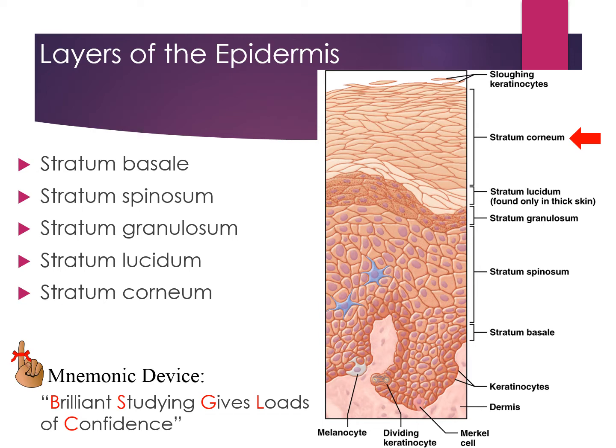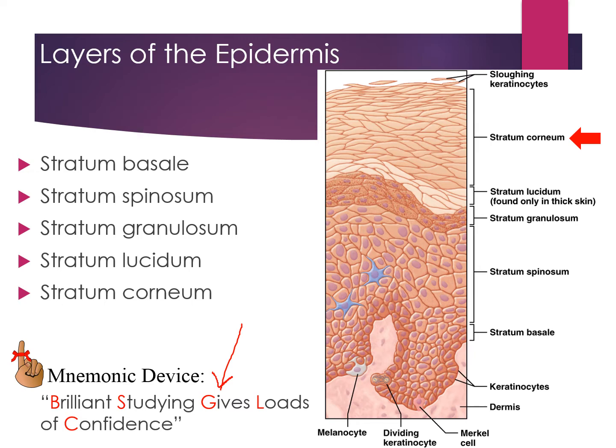superficial or from superficial to deep. This is a mnemonic device to help you remember the layers in order. The first letter of each word corresponds to one of the layers of the epidermis. So, brilliant, studying gives loads of confidence.